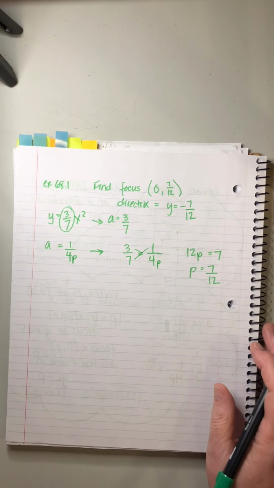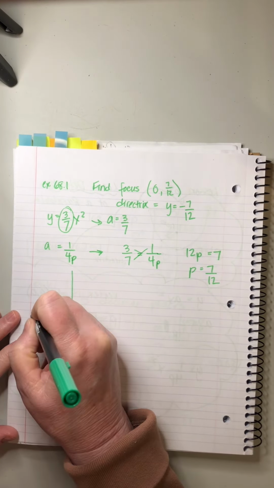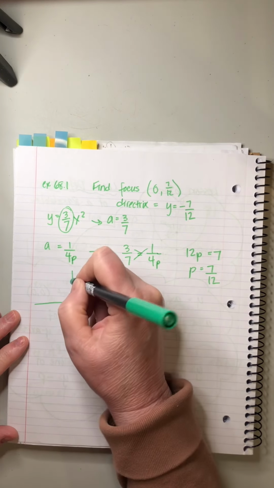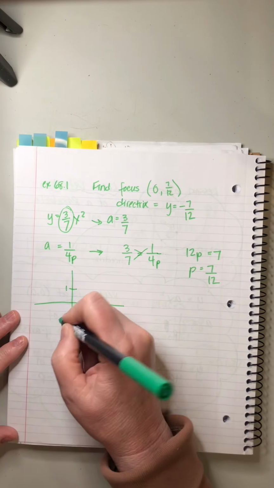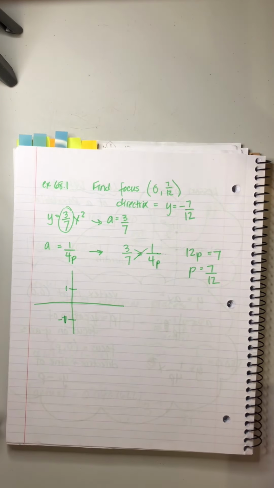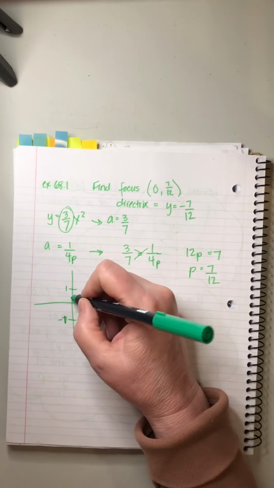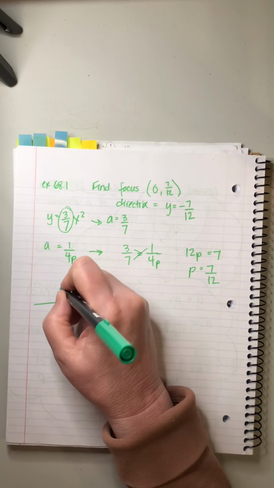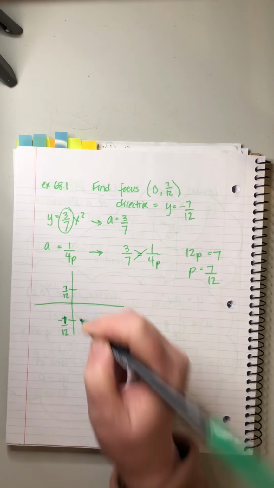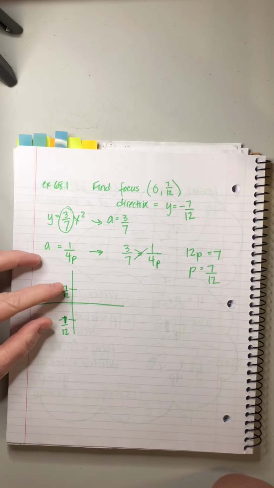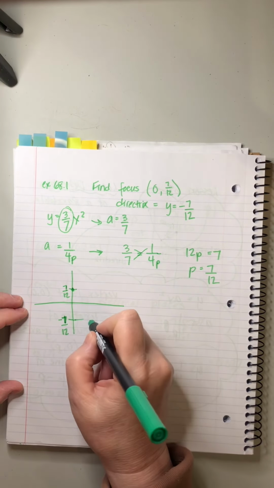So let's draw a quick sketch. The problem doesn't specifically tell us that, but let's do it. Okay, so let's make this +1, and let's make this -1. Whoops, -1, not -7. All right, so the focus is at 7/12. Let's just make this 7/12, and let's make this -7/12. That'll be easier than trying to draw fractions. So this is where our focus is, and this is where our directrix is.